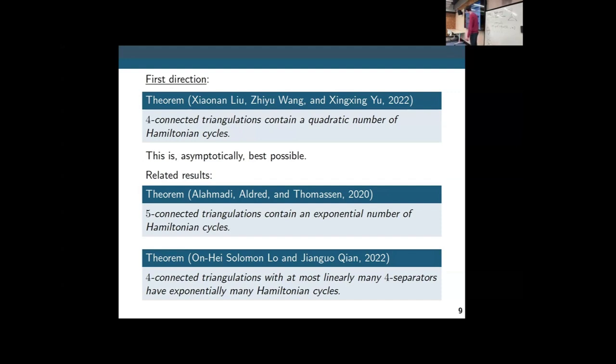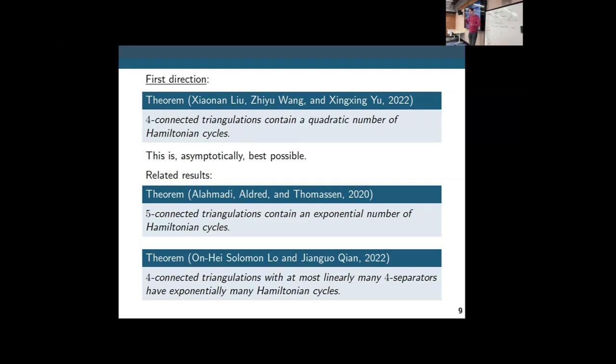And then I like this last theorem also, because it shows that the 5 connectedness is not the main thing here. The magic somehow happens before, because they show that a 4 connected triangulation with at most linearly many 4 separators, so these are, again, sets of 4 vertices which disconnect the graph, has exponentially many Hamiltonian cycles. So this is stronger than this, right? And so already for 4 connected, you have lots of triangulations which have exponentially many, but still such guys exist because they have very many 4 separators.